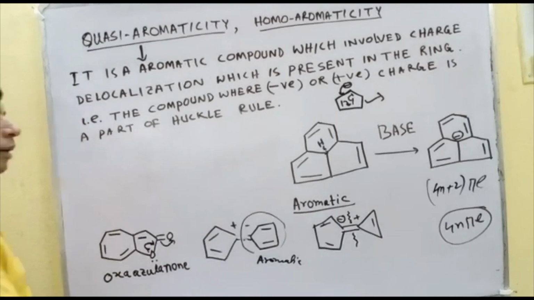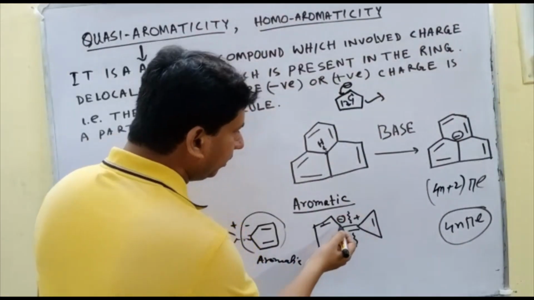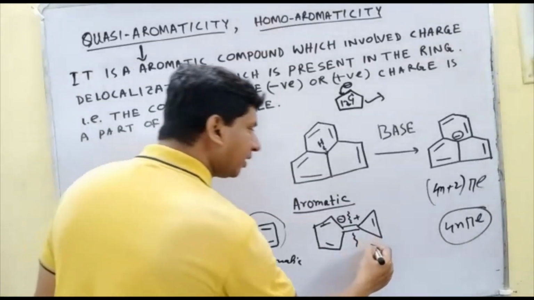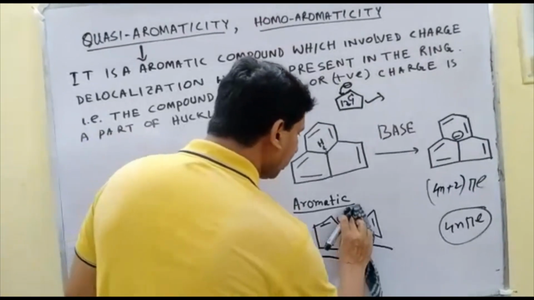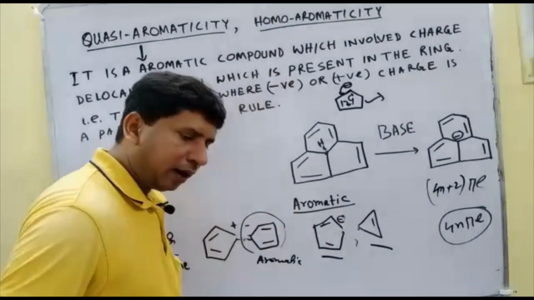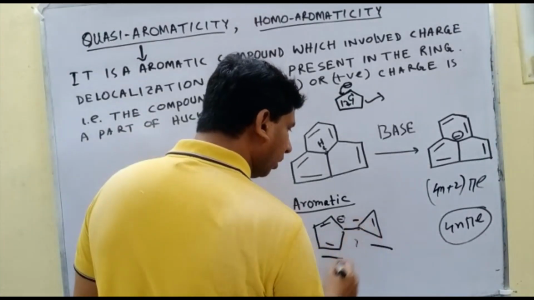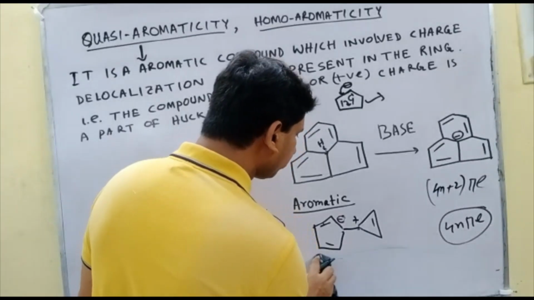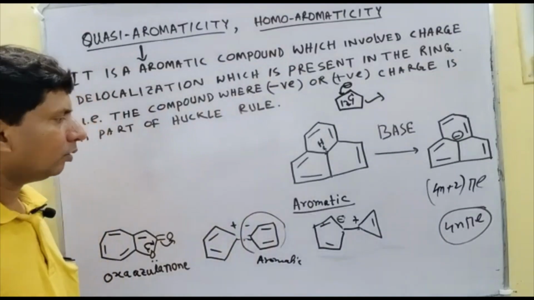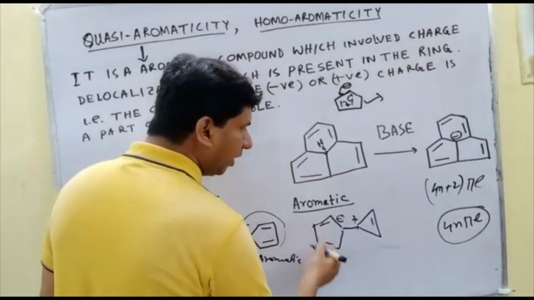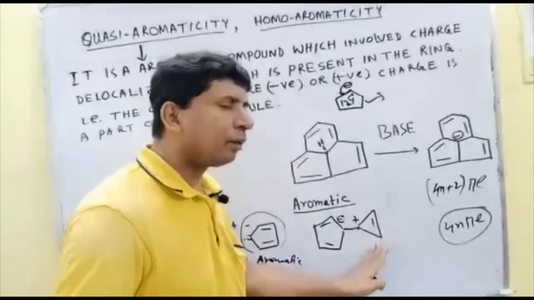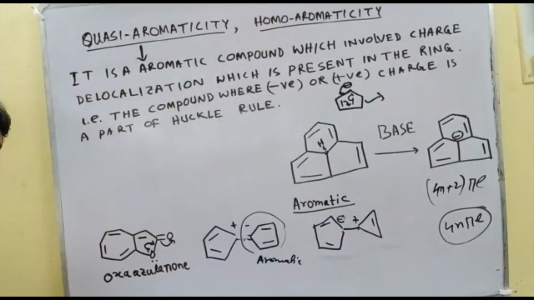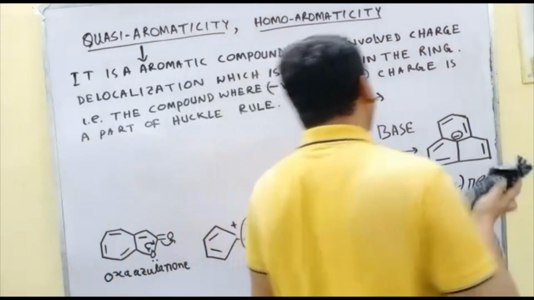Okay? And what about here? This part is aromatic and this part is also aromatic, because when we consider this bond as a single bond and there is a positive and this is negative, then what happened? This is a 6-member ring, this is a 2-member ring, it maintains Huckel rule, so it is an aromatic part. Clear?